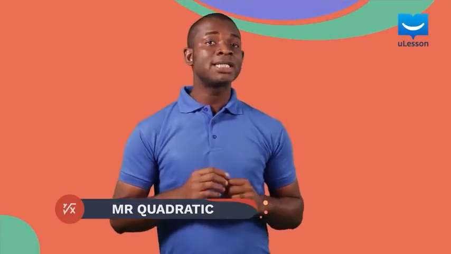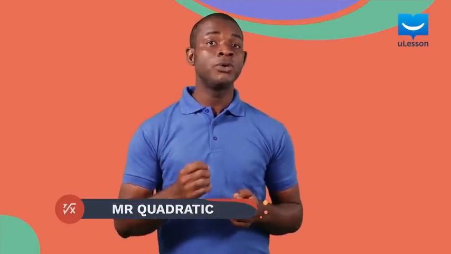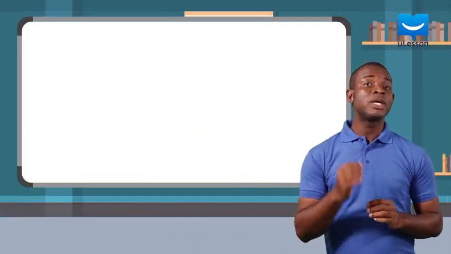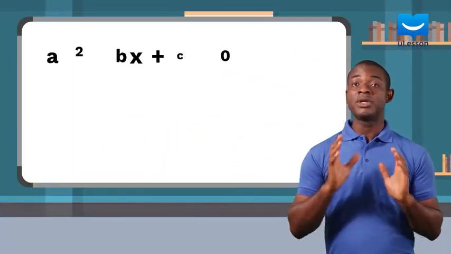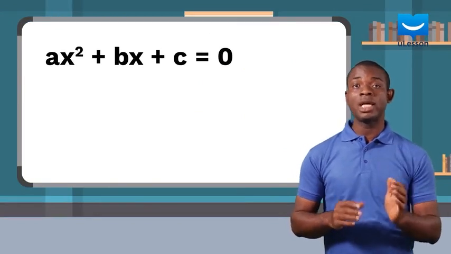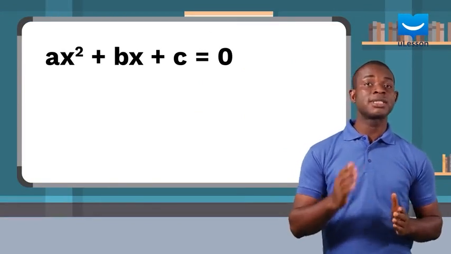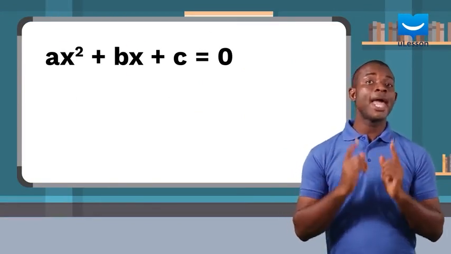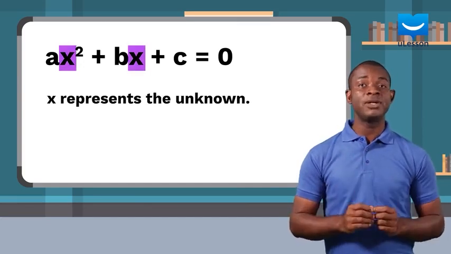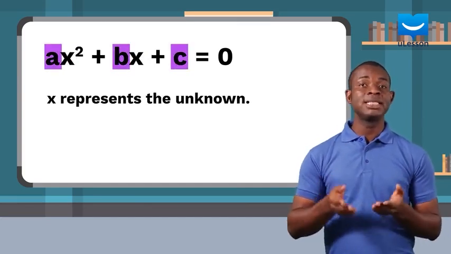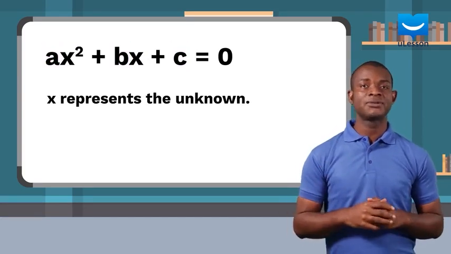In previous lessons, we were introduced to quadratic expressions in which an unknown term was raised to the power of 2. In this lesson, we will now turn our attention to quadratic equations. In algebra, a quadratic equation is any equation having the form ax squared plus bx plus c equals 0, where x represents unknown values and a, b, and c represent known values.